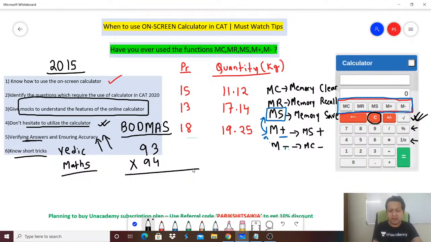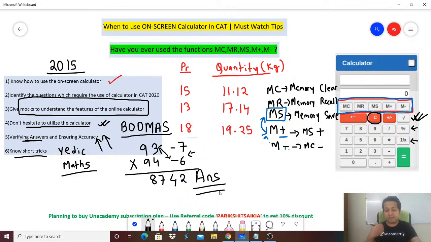The first step is to take the difference from 100: minus 7 for 93, and minus 6 for 94. After that, it is very easy. Just cross. When you cross, 93 minus 6 is 87. And minus 7 into minus 6 is 42. So your answer is 8742. These are wonderful Vedic mathematics techniques which you can use to get your answer really, really fast.